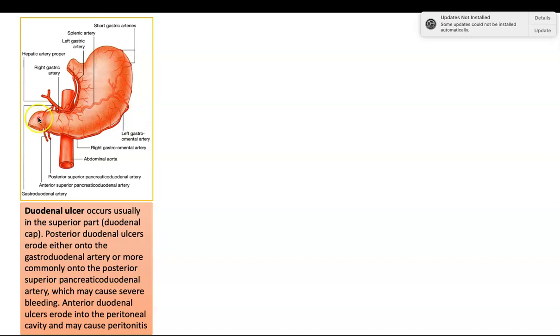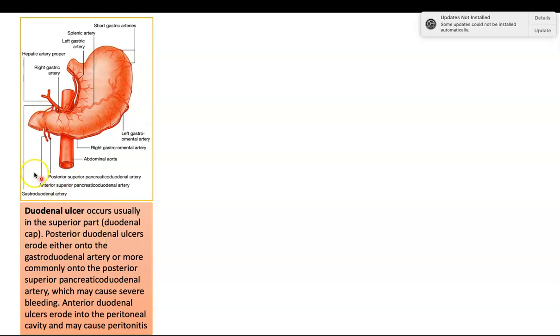As I mentioned when I was talking about the duodenum, the duodenal ulcer is a common clinical situation, and the most commonly involved area in the duodenal ulcer is the first part of the duodenum. Now if there is an ulceration in the proximal part of the first part of the duodenum, and the ulcer erodes on the posterior wall of the duodenum, it can eventually reach the posterior superior pancreaticoduodenal artery or the gastroduodenal artery itself.